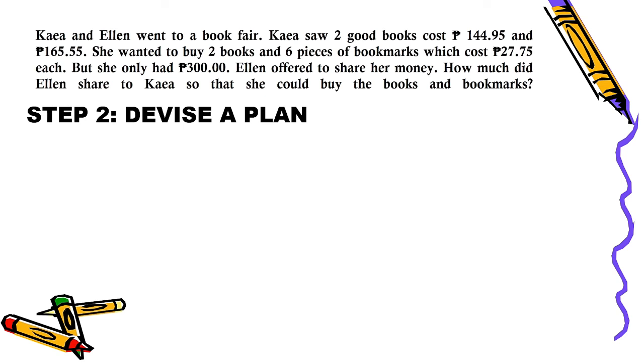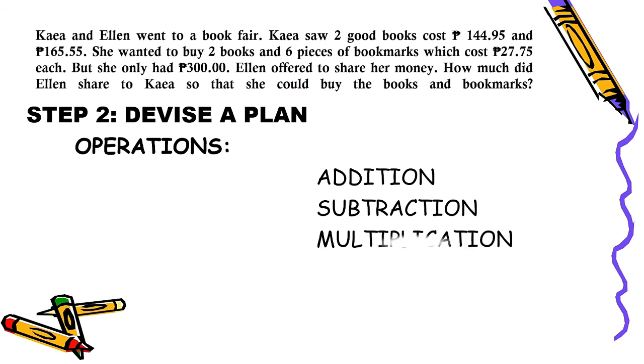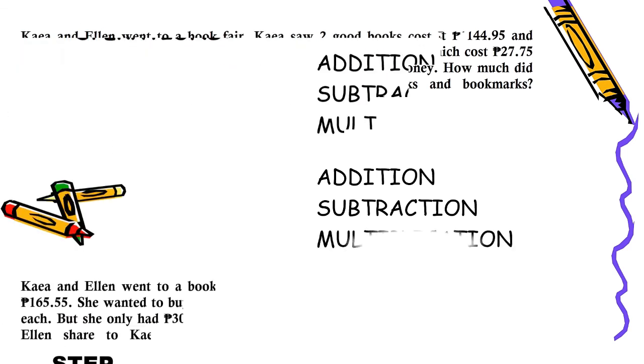In this step, you have to identify what operations or strategies you are going to use to solve the problem. In this example, we have to use addition for us to know the cost of 2 books and also to know the total amount of 6 bookmarks and 2 books. You also have to use subtraction for us to know how much money Ellen shared to Kaya. And also we have to use multiplication for us to know the amount of 6 bookmarks.